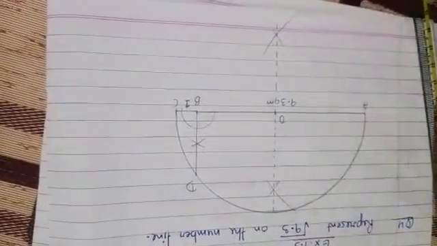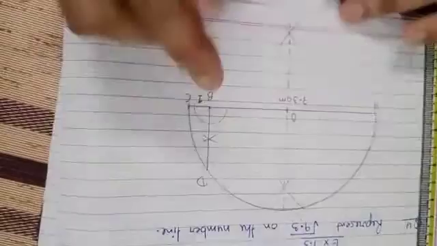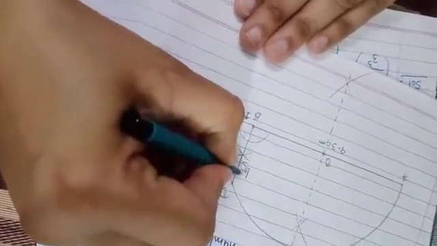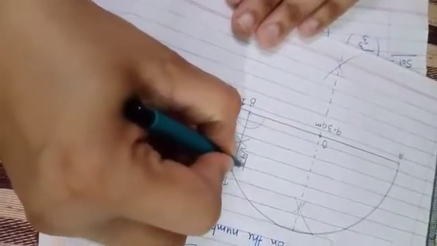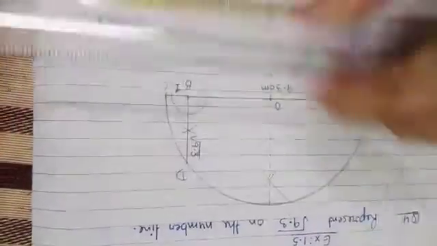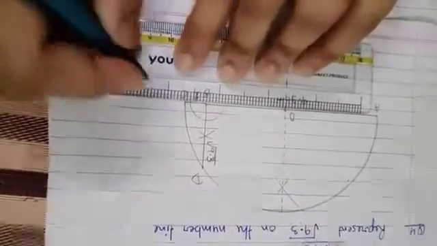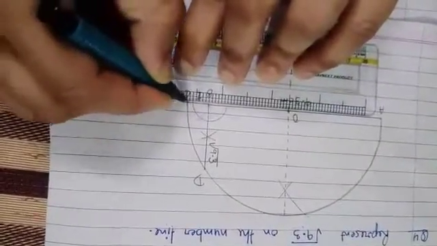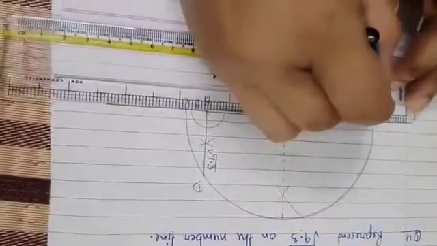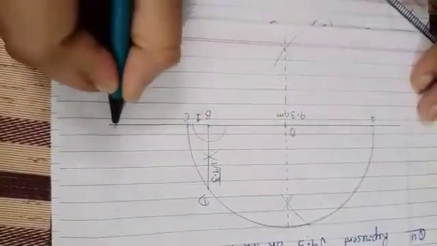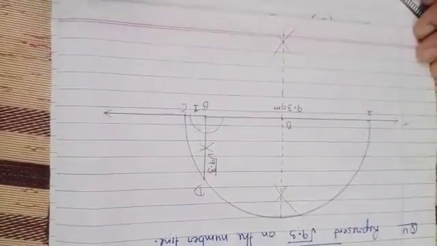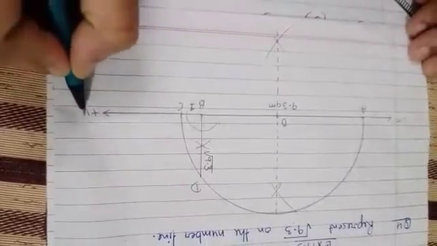So according to the above construction, this BD will represent square root of 9.3, but it is not on the number line. So to show this on the number line, we just extend the diameter of this semicircle on both sides. I am extending it on both sides. Put arrows on both sides. Here is negative, here it will be positive sign.